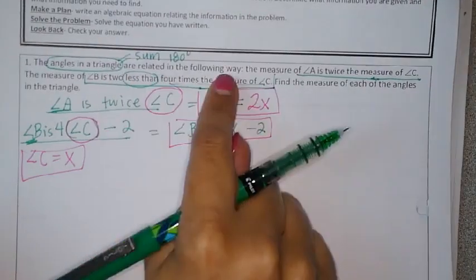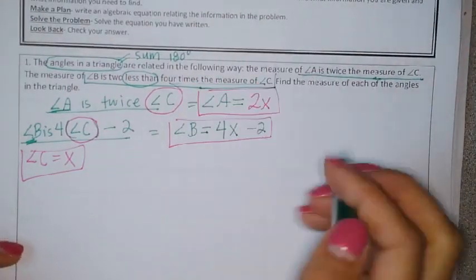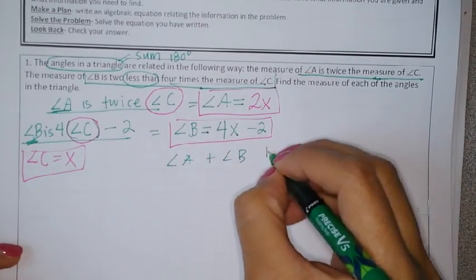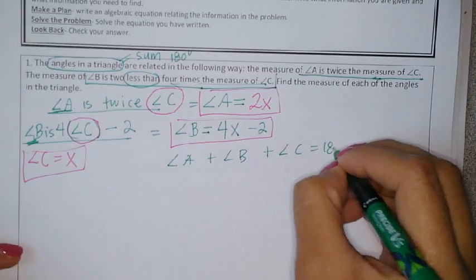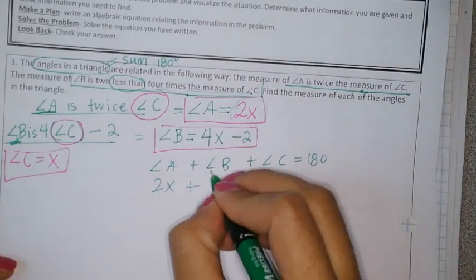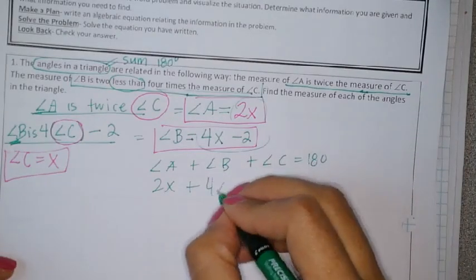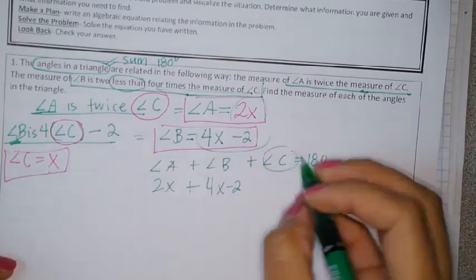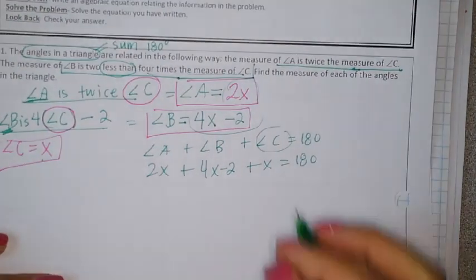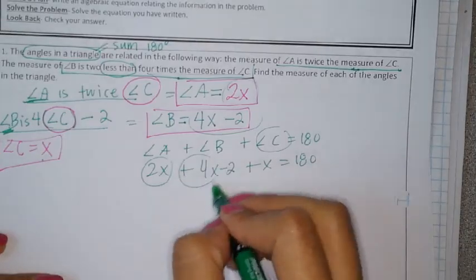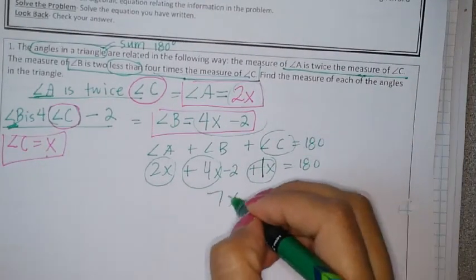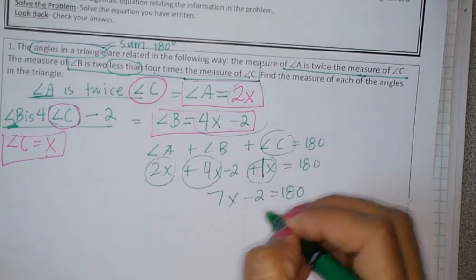The other thing I know is that when I add them all together, it is 180. So when I add angle A plus angle B plus angle C, it's 180. In other words, angle A, it's 2x, plus angle B is 4x minus 2, angle C is x. Okay? From there, I combine the like terms. This is a 1, right? And I get 7x minus 2 equals 180.